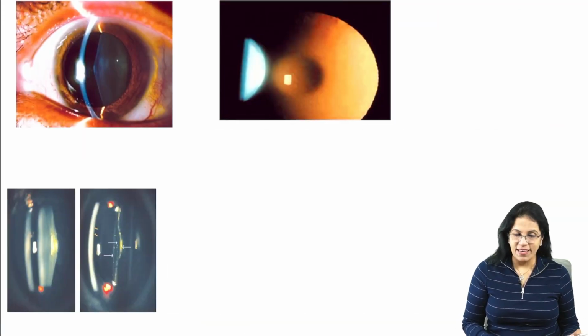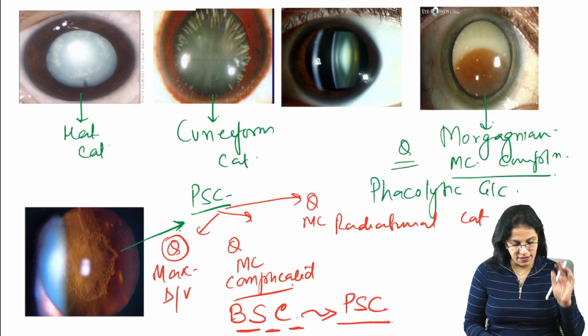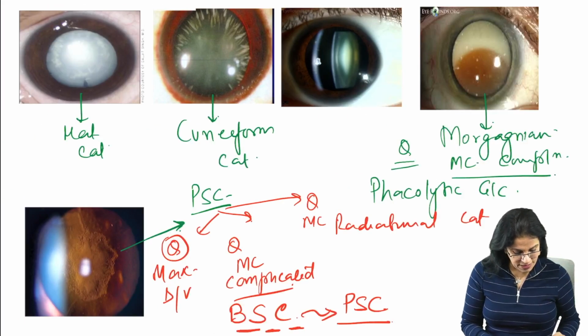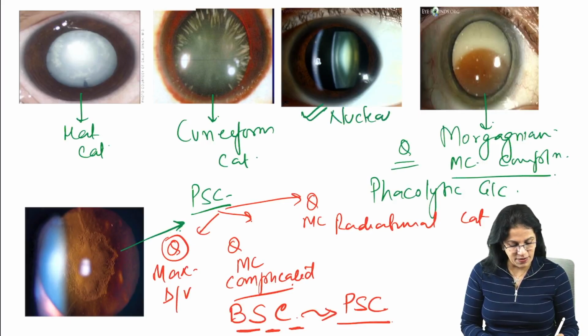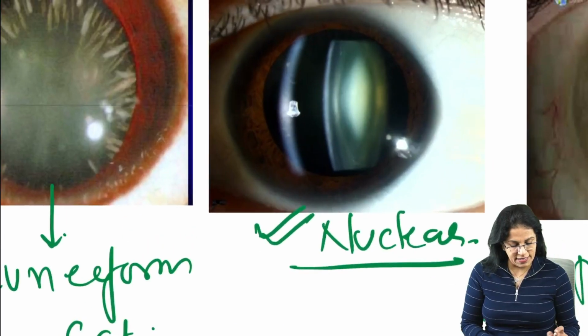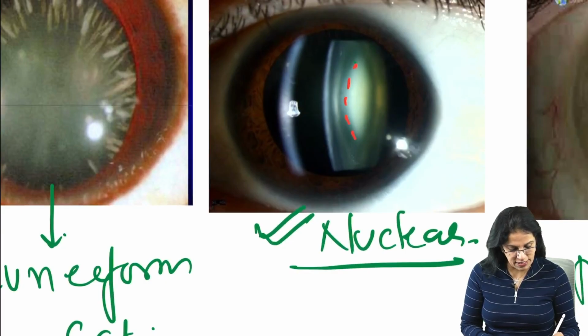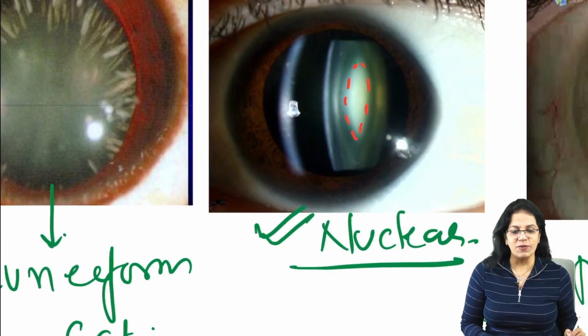Okay, next slide. We come to the, oh, no, wait. I think I missed something. Yes, we missed this one. What is this? This is your nuclear cataract, isn't it? If you look here, these are the clear area and this is the part which is being affected, right? Initially, it starts from here. So, we call it nuclear cataract.